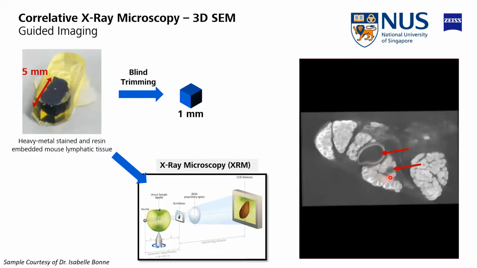The vessel you are looking at is actually the small one down there. And by the way, there's another one up here. So I was only able to identify those small targets by having this preview with the X-ray microscope.